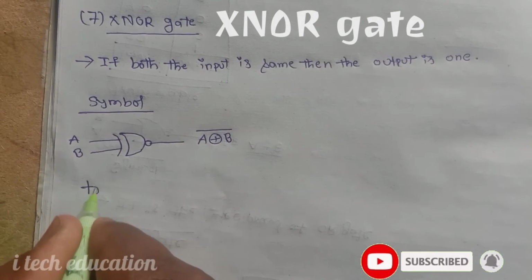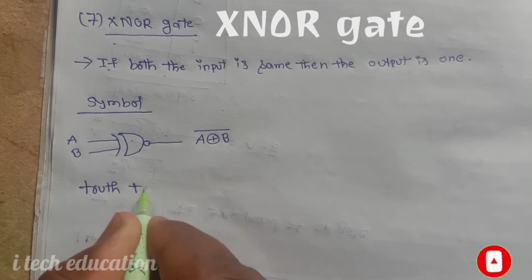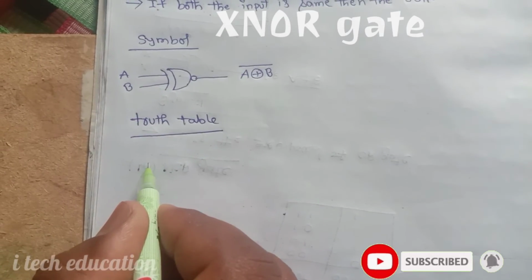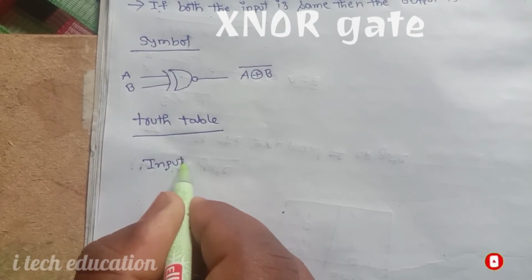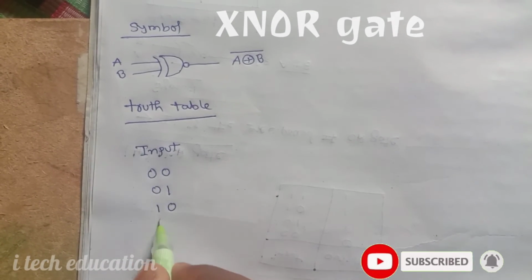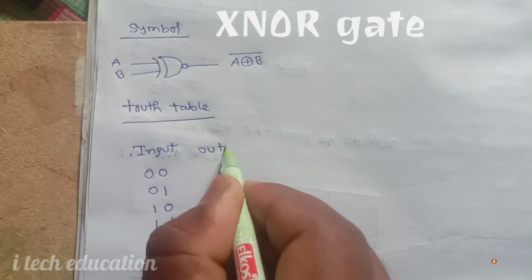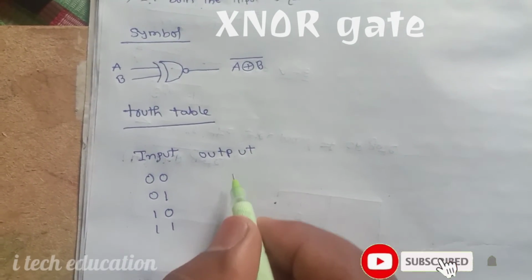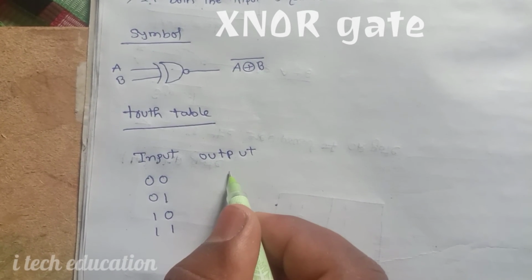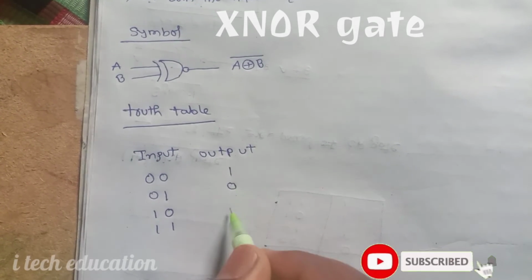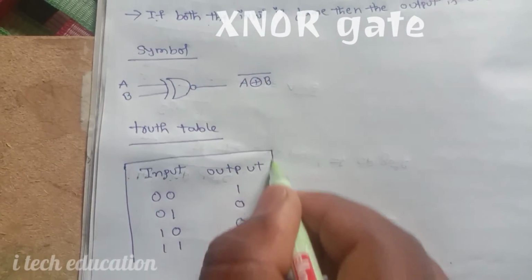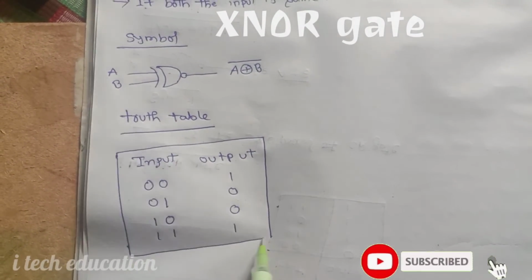Let us see the truth table of XNOR gate. Here the input is 0 0, 0 1, 1 0 and 1 1. Then the output of XNOR gate is, if both the inputs are same, then the output is 1, else 0. So this is the truth table of XNOR gate.